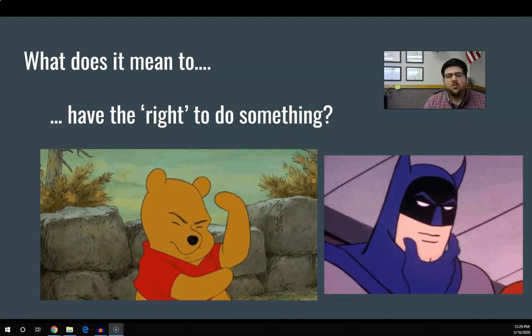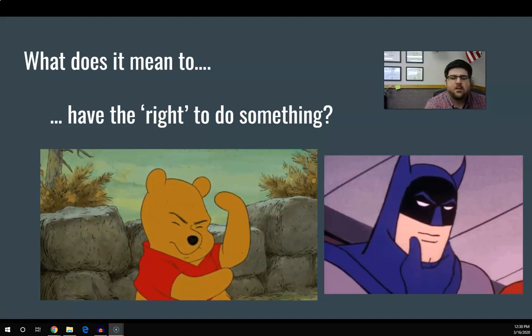So I want you to think and reflect for yourself for a minute. What does it mean to have the right to do something? That something could be the right to vote. It could be the right to free speech. It could be the right to bear arms. Have you ever heard of the term right being used that way? I'm not talking about your right hand. I'm talking about a right, as in a right to vote or a right to free speech. So think about it in your head for a second. What might it mean to have a right to do something? You can think like Winnie the Pooh or like Batman.